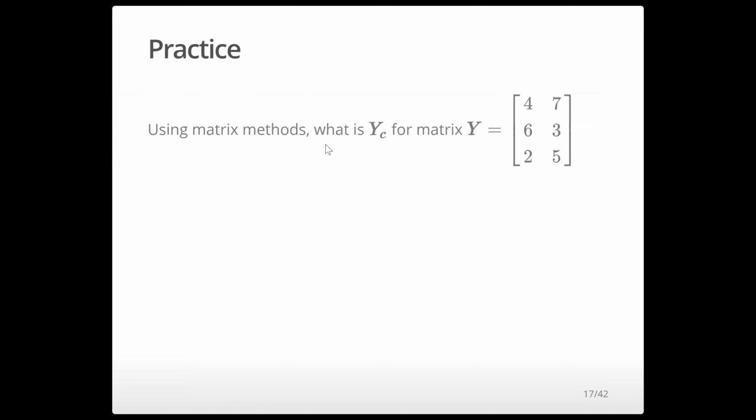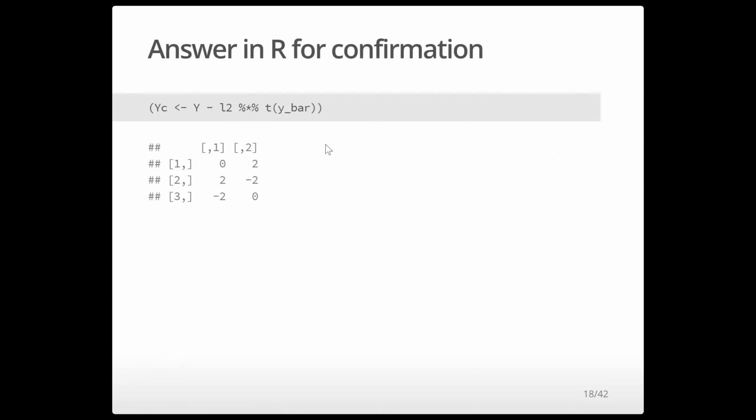So you can practice here. I didn't rewrite the mean vector here, but it was 4 and 5. So if you want to try again, go ahead. If you want to practice getting YC on this matrix, pause here. Then I'll show the answer on the next slide. So here is the mean-centered version of Y.